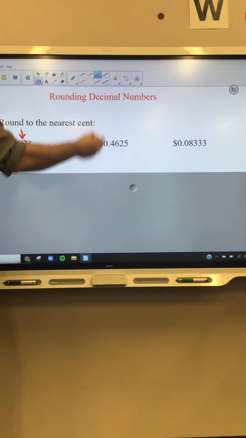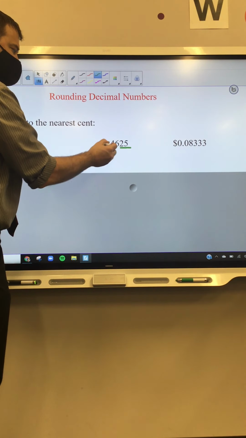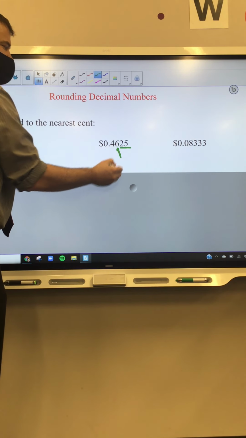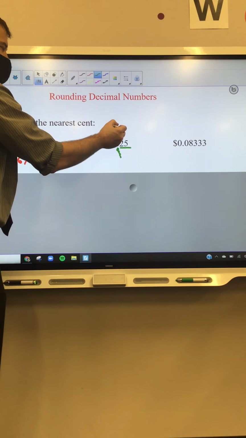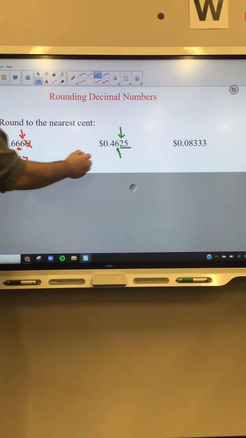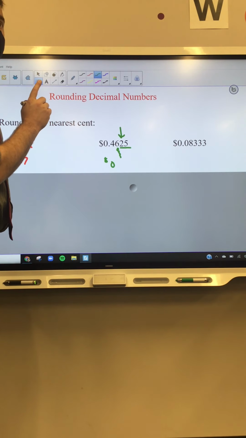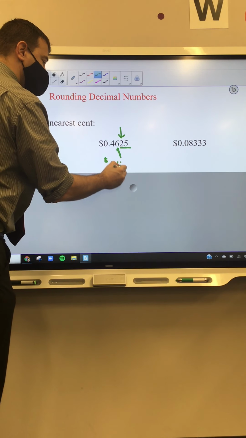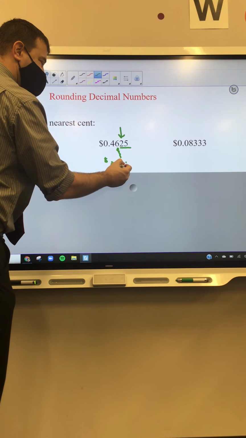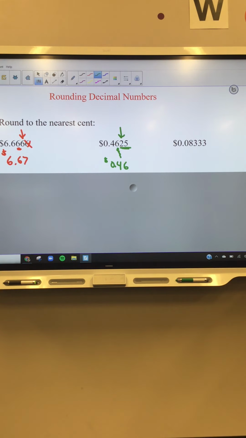All right, next one. I've got 46 cents and then some extra pieces. So again, this is really my pennies, my cents. So I'm looking at the next one over to tell me, do I bump it up another penny or not? David, what do I do in this case? You would bump it up. You say I would or would not? Wouldn't. Would not, okay. So I keep my 4 dimes, I keep my 6 pennies because that's not enough to say I should owe another cent, another penny.